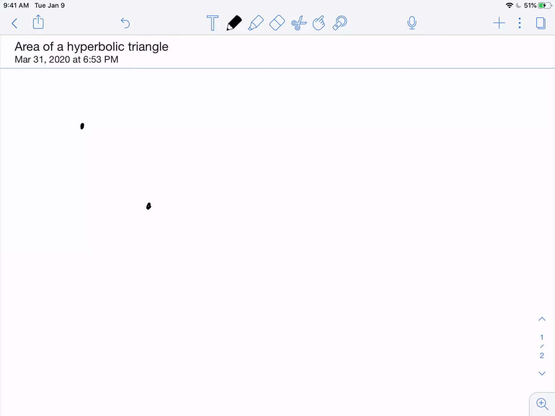So let's start with a triangle in hyperbolic space. I'm not going to need the upper half plane model for this exercise, so I'm just going to draw the triangle as it looks within hyperbolic space. And we've got some interior angles, alpha, beta, gamma. We'll see from a group presentation soon that the sum of these angles has to be less than pi. And let's call this triangle T.